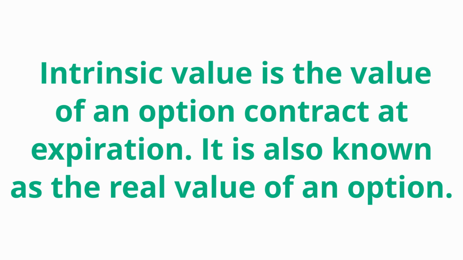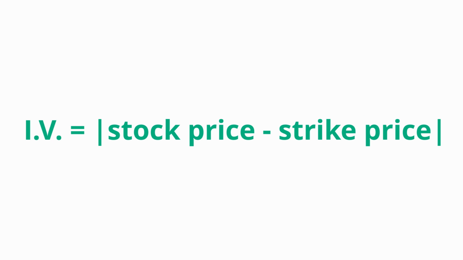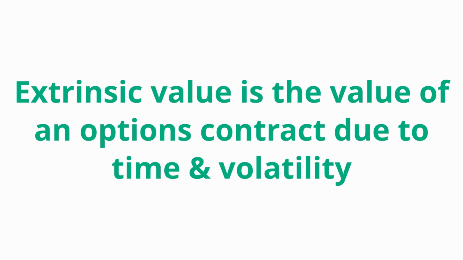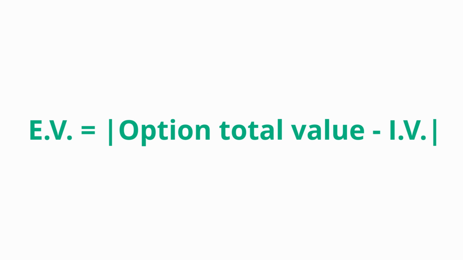Intrinsic value is the value of an option contract at expiration. It is also known as the real value of an option. The intrinsic value of an option contract is the difference between the current price and the strike price of an option that is in the money, while extrinsic value is the value of an option contract due to time and volatility. The extrinsic value is determined by subtracting the intrinsic value from the total value of an option contract. Option contracts that are out of the money have no intrinsic value.